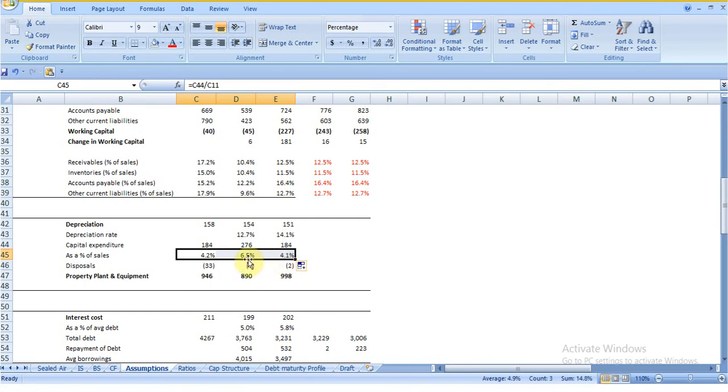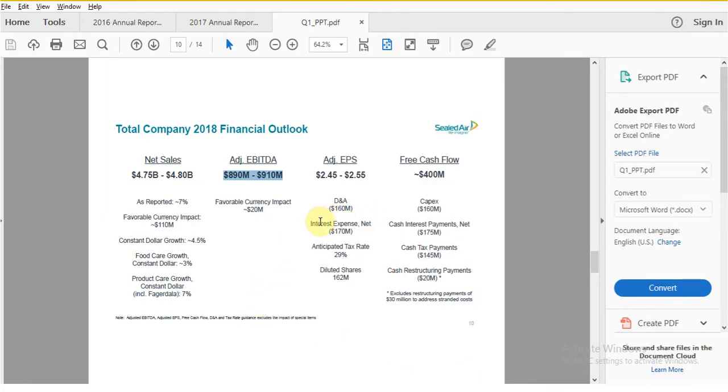For 2018, how to assume? Usually, companies provide their guidance and they show how much capital expenditure they are going to do in a coming period. So if I look at the Q1 2018 PPT, the company is providing its guidance for the 2018 outlook. For the free cash flow, the company has given their guidance of capex of 160 million.